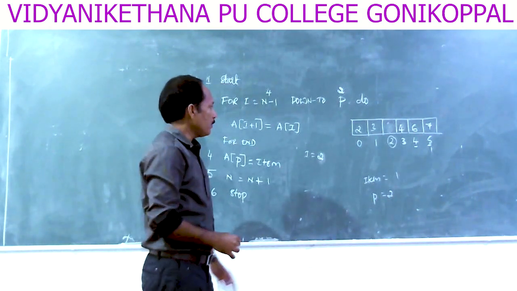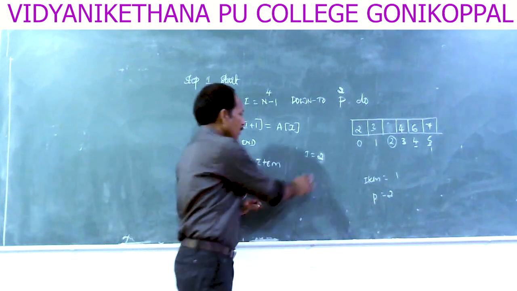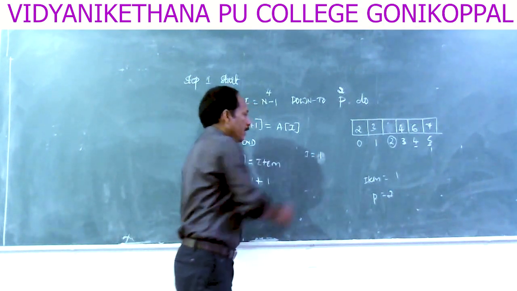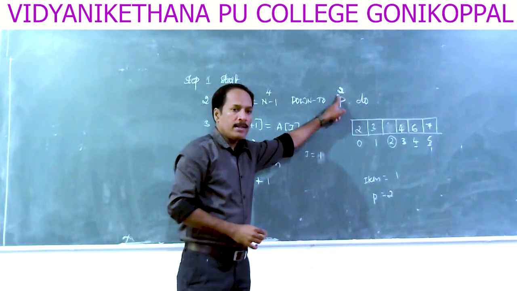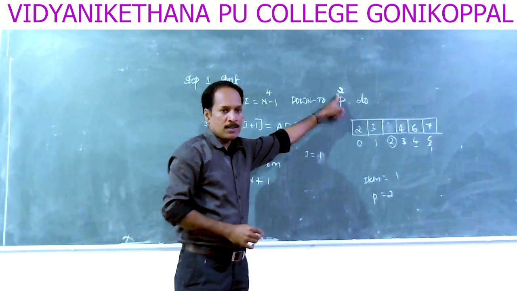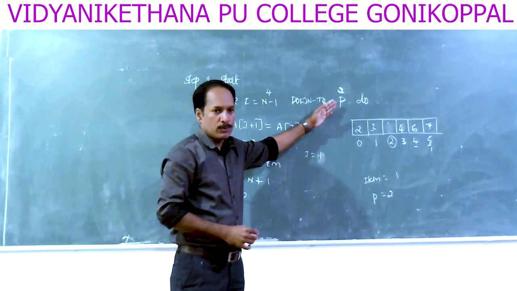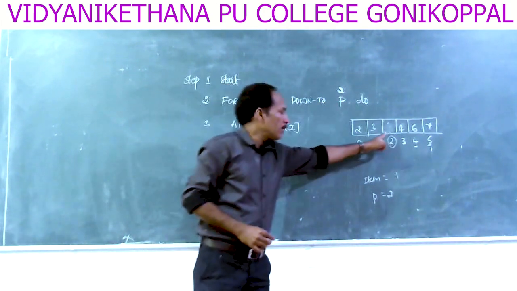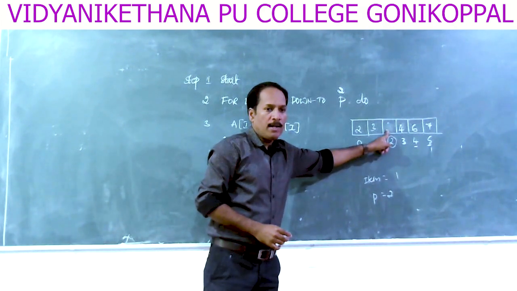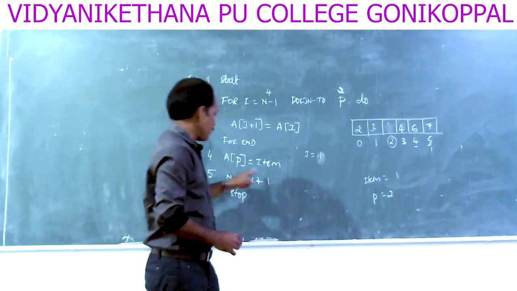Next, what do we do? i minus minus, so i becomes 1. Is 1 greater than or equal to 2? False. It is neither greater than nor equal to 2. So we stop. That's the end of the for loop. Now we can see the vacant space is created at position 2. Now we add the item. So that's what we did.